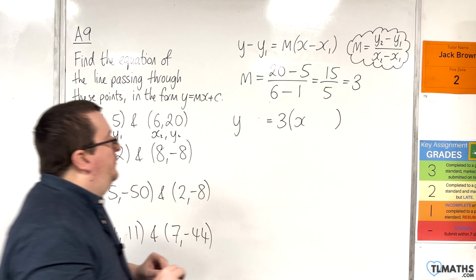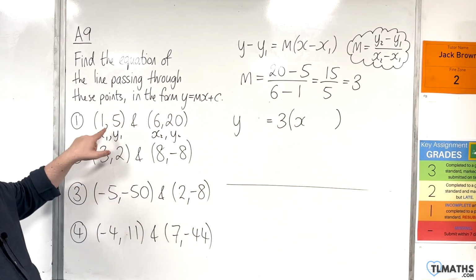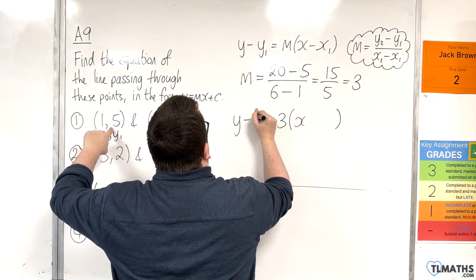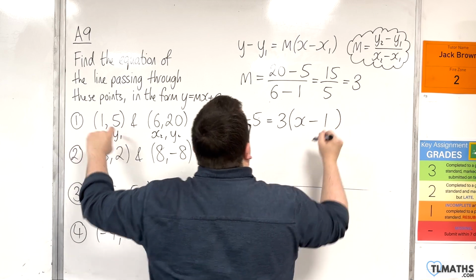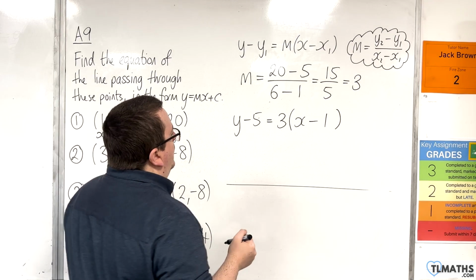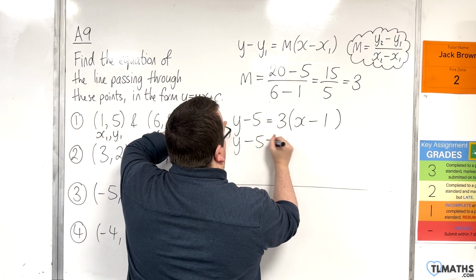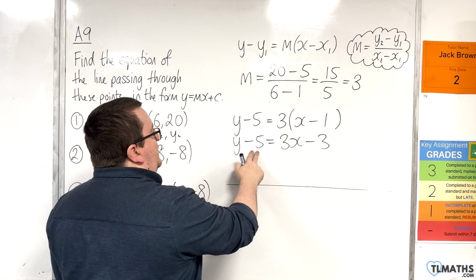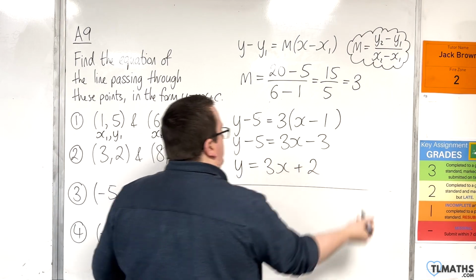So I'm going to draw a line, and first of all choose 1, 5 here. So the y1 is 5, so we're going to have take away 5. And 3 lots of x, take away x1, so take away 1. Let's do it with that pair of coordinates first. So multiply out the right-hand side: 3 lots of x, 3 lots of minus 1. And then add the 5 to both sides. So y equals 3x plus 2.